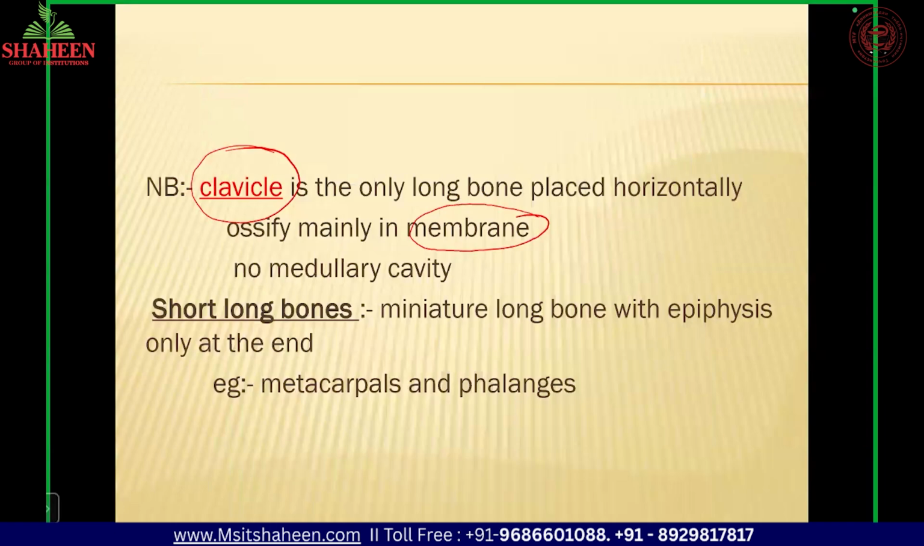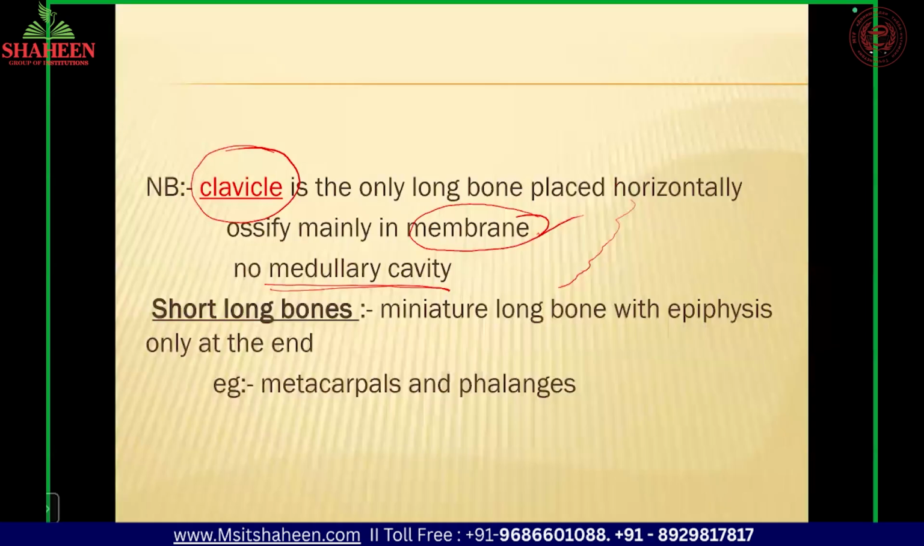Here it is membranous ossification. That means instead of a cartilage template, a membrane is present first and then ossification takes place over the membrane. And there is no medullary cavity. We already said that a long bone should have a medullary cavity with bone marrow. But still it is considered a long bone because it has two ends and a shaft. So these are the exceptions of the clavicle.